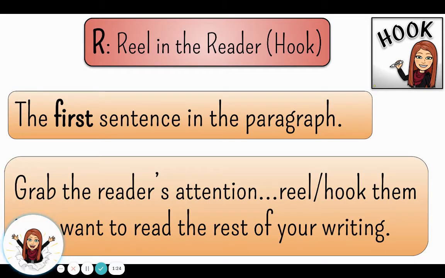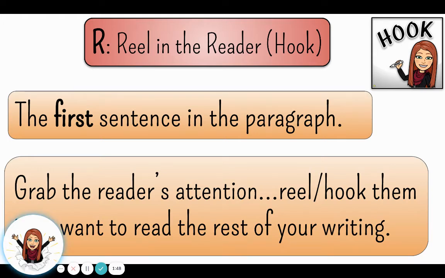Let's talk about R, which is reel in the reader, like hook. Think of like when you're fishing, right? You drop the hook and the bait into the water, and that's what grabs the fish. This is the same thing in writing. This is what's going to hook or grab our reader. So this is the first sentence in our paragraph. And the purpose here, like we've said, is to grab the reader's attention so that they want to keep reading the rest of our writing.